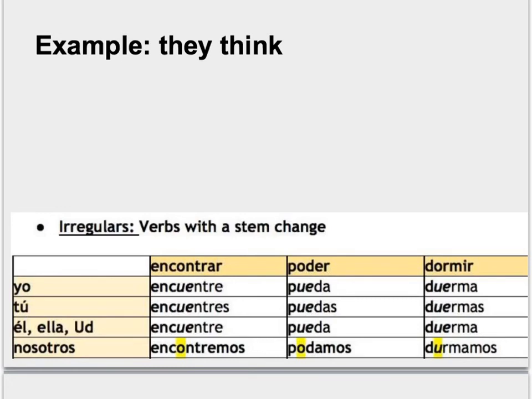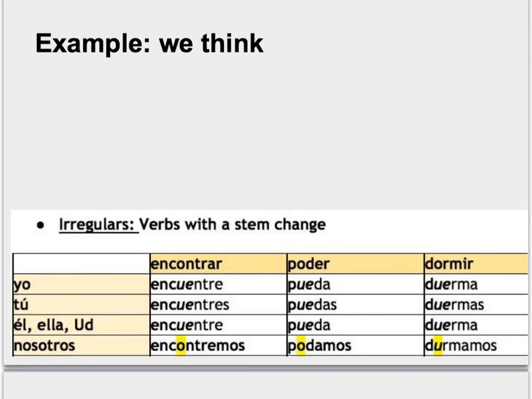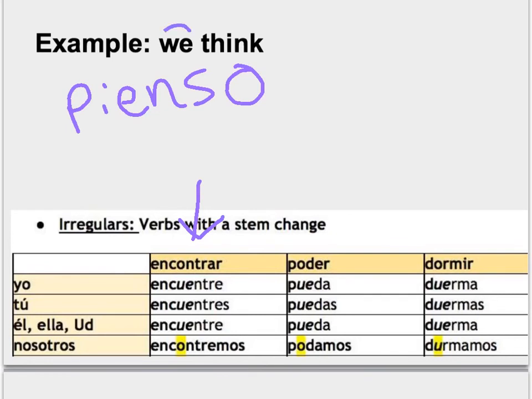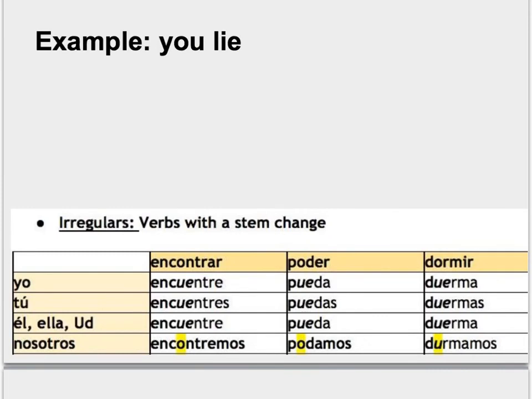For example, they think. We have pensar. The yo form is pienso. And we just drop the o and add the opposite ending. Piensen. All right, what about we think? The yo form, again, pienso, but it's an AR verb, and so we don't have a stem change in the nosotros form, which is what we're doing here. So we would have pensemos in the subjunctive.